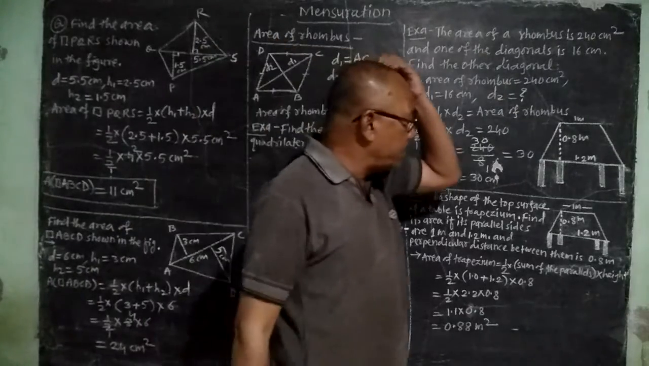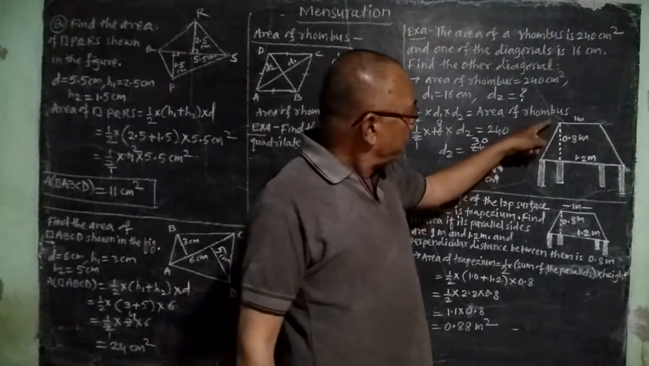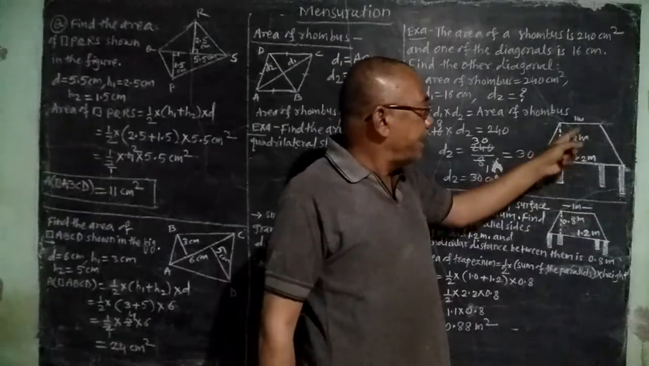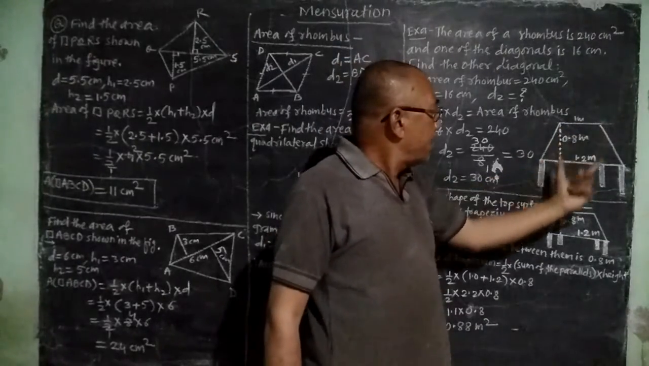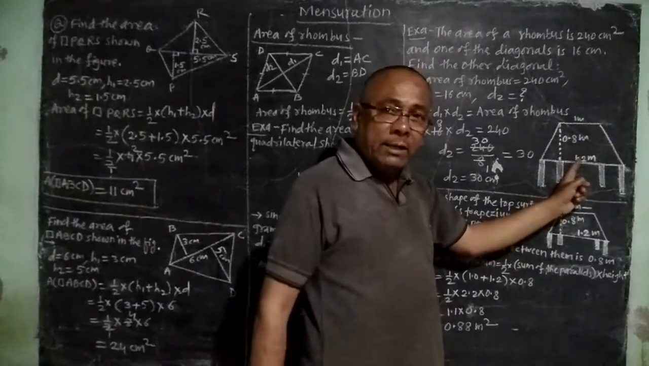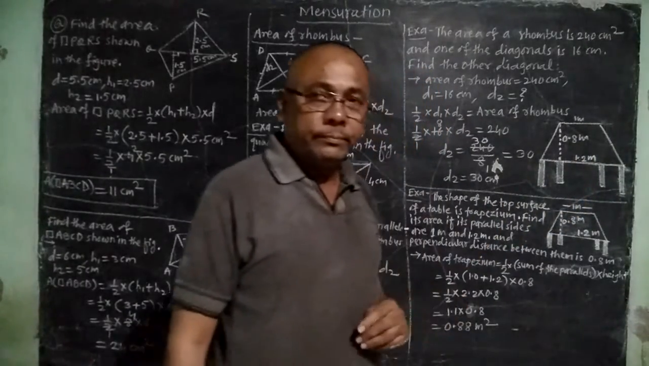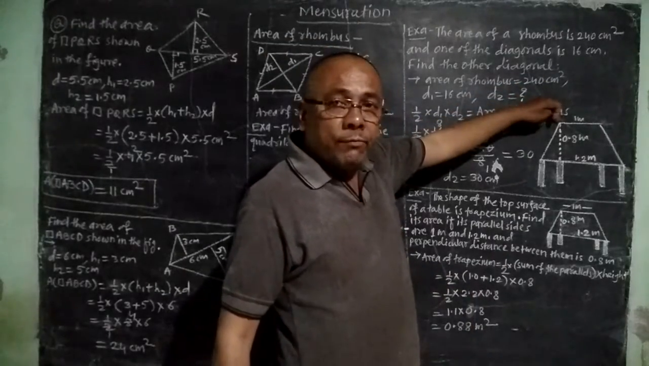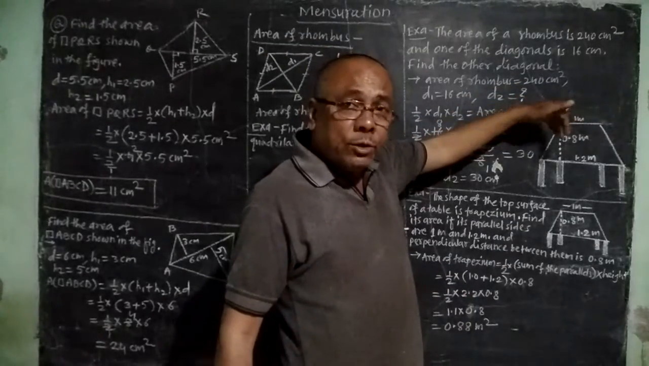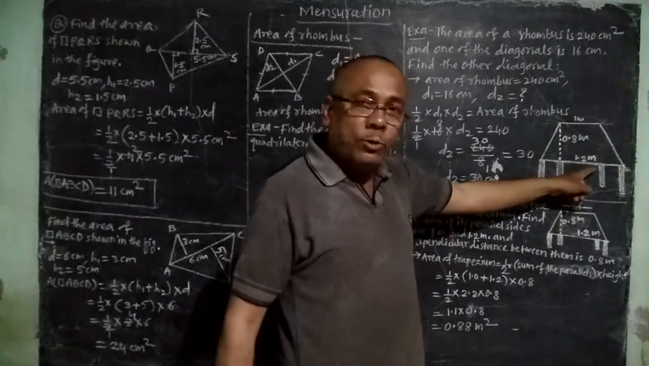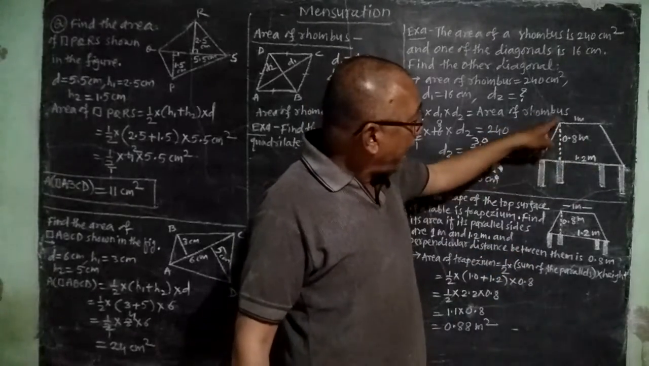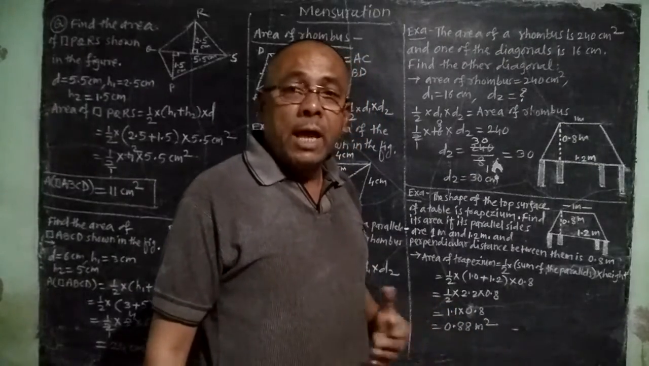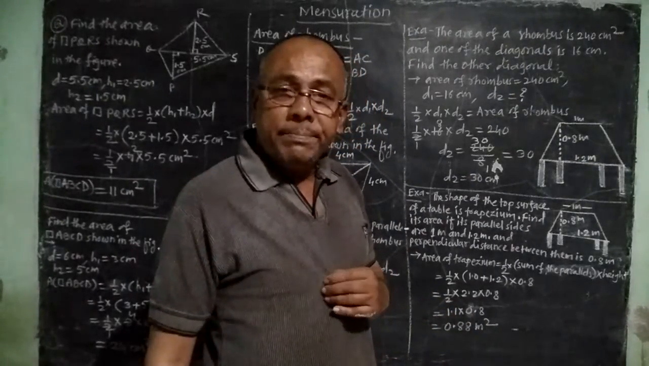Here I have drawn the figure. The top of the table is trapezium shaped, having parallel sides of length 1 meter and 1.2 meter. And if we draw the perpendicular from the upper side to the base, that is the 1.2 meter side, its height is 0.8 meter.